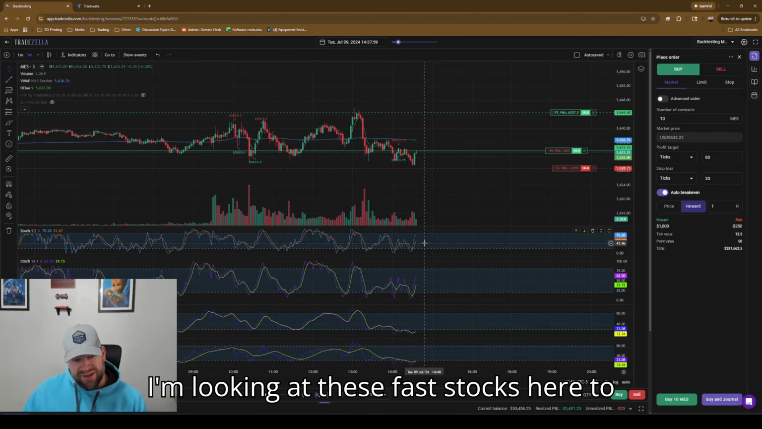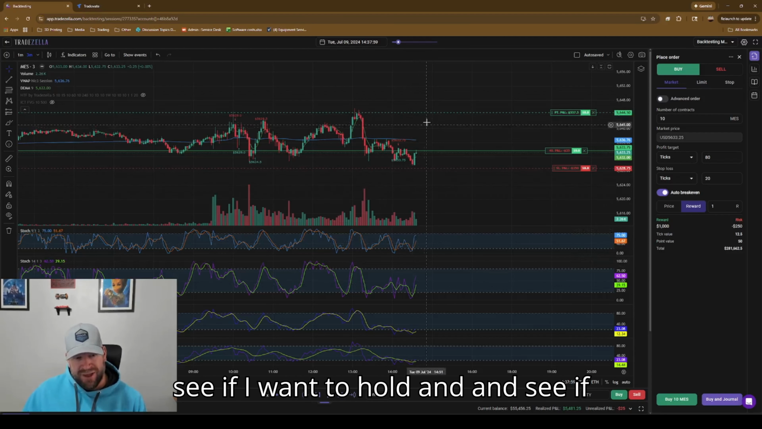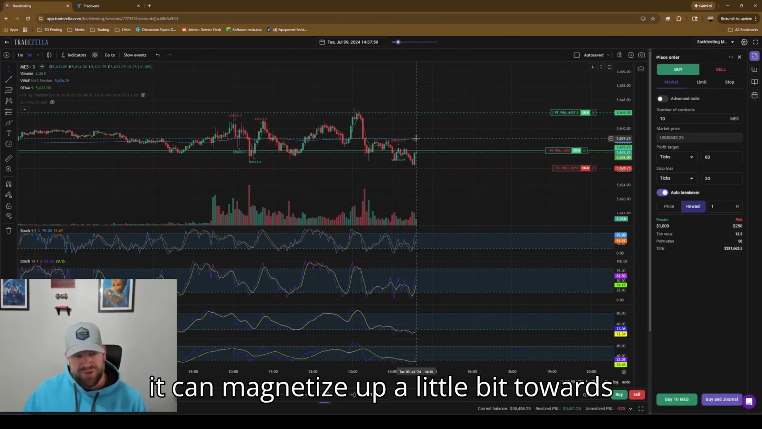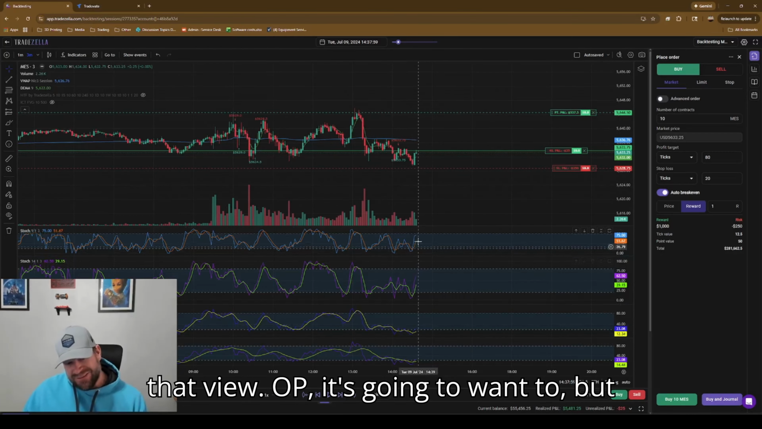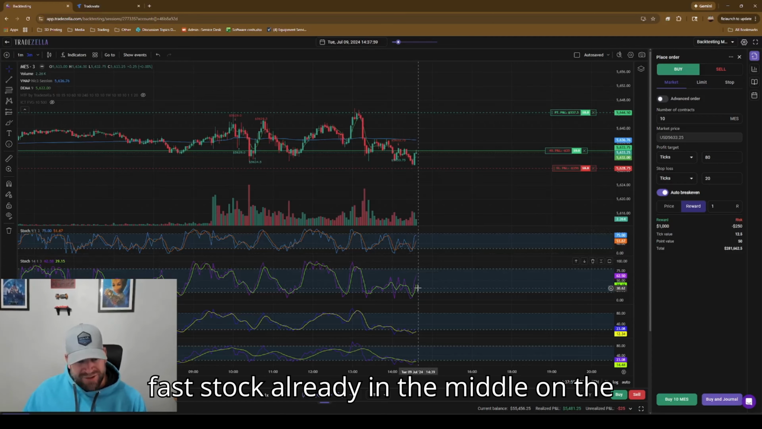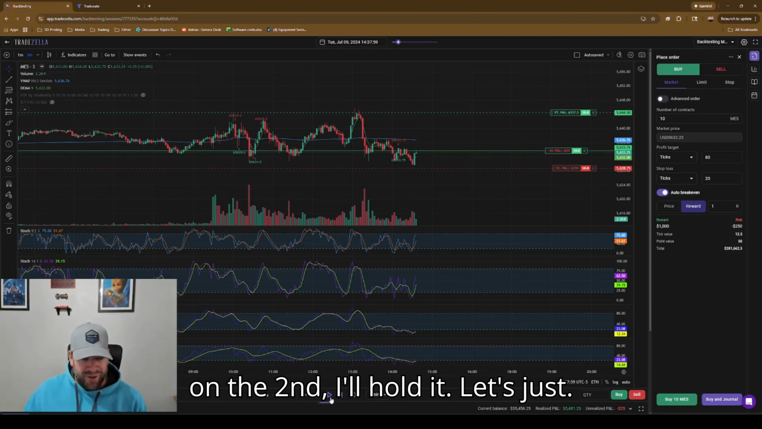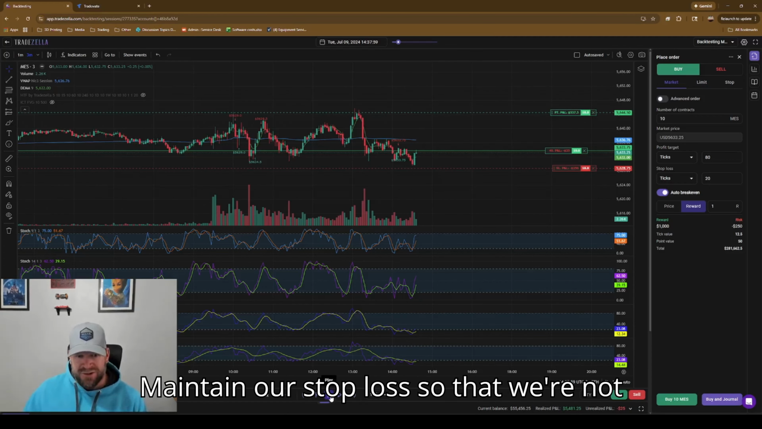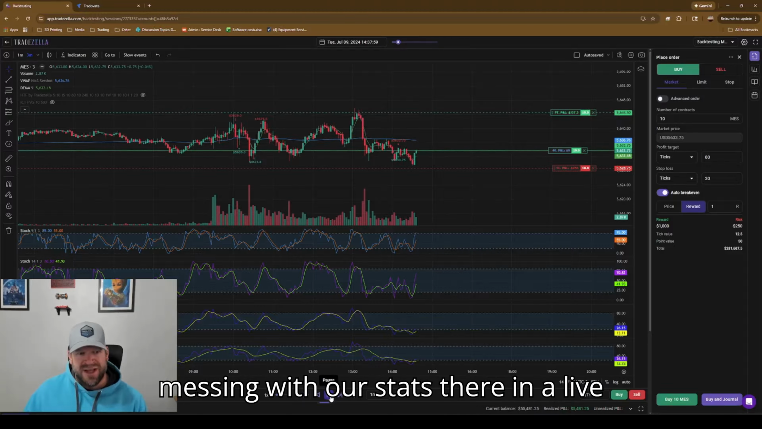I'm looking at these fast stocks here to see if I want to hold and see if it can magnetize up a little bit towards that VWAP. It's going to want to, but we're in the middle of this range on the fast stock, already in the middle on the second. I'll hold it. Let's just maintain our stop loss so that we're not messing with our stats there.